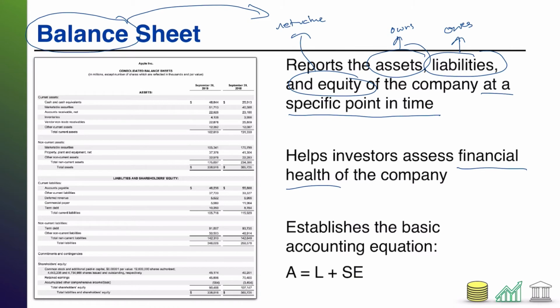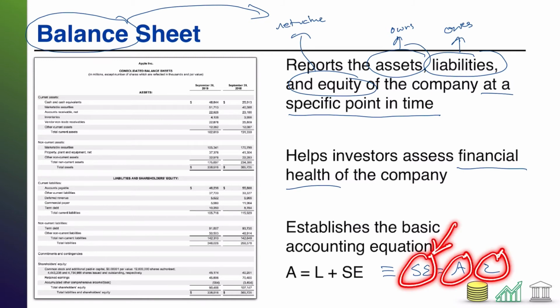Now, it's always written that way, just because it's written in the positives, but it's a lot easier to understand if we simply convert this to SE equals A minus L. Shareholders' equity equals assets minus liabilities. In other words, the net value of the company, shareholders' equity, is equal to what the company owns minus what the company owes others. This also represents the investor interest because at the end of the day, investors are entitled to whatever that net value of the company is worth. So that's your basic accounting equation set up by the balance sheet.